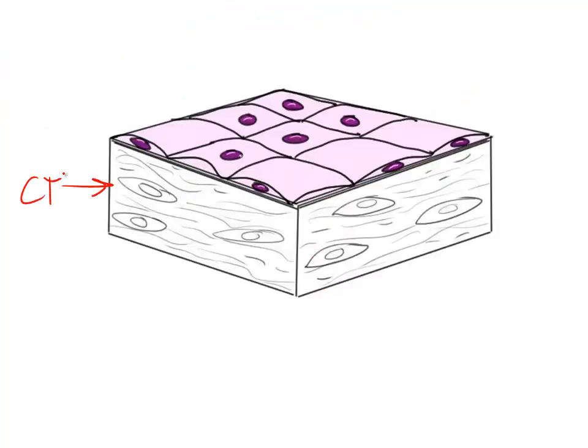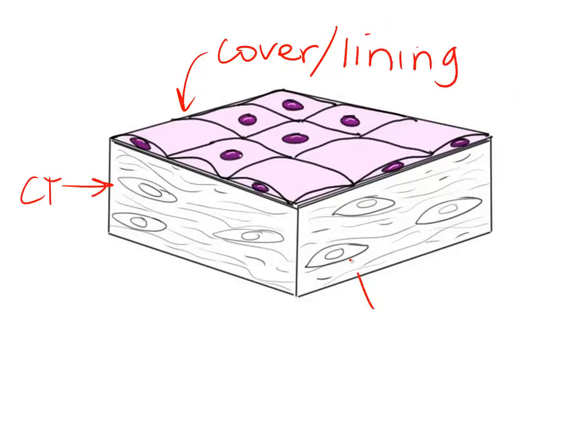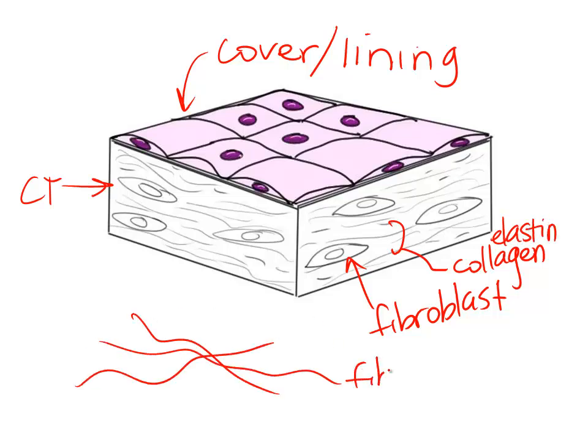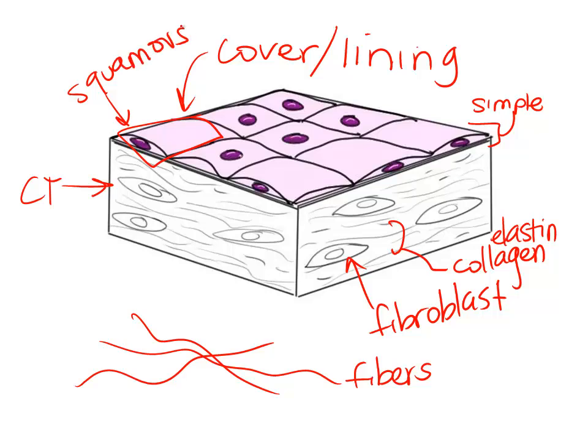So remember, this cartoon shows you connective tissue with the fibroblasts, and of course covering the connective tissue in this case is an epithelium. And in the connective tissue, we have lots and lots of collagen and elastin fibers of protein. Since this is a simple epithelium, one cell layer thick, we call it simple. And since the cells are flat, we call it squamous.